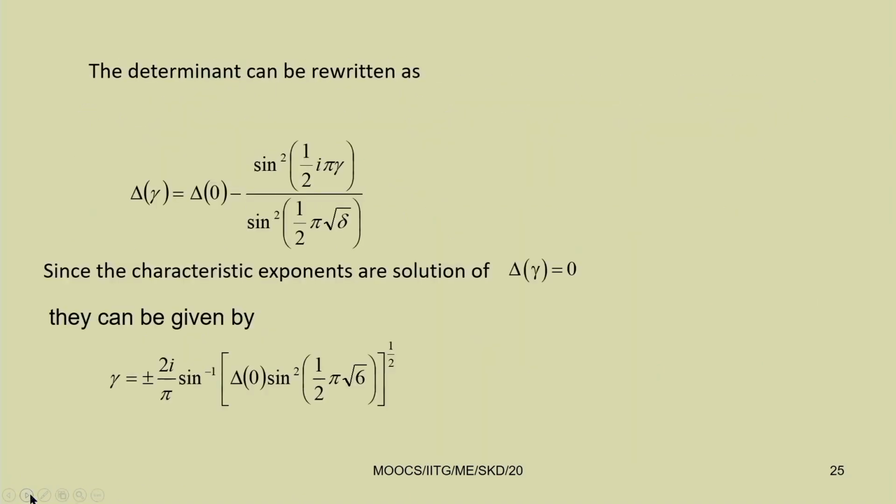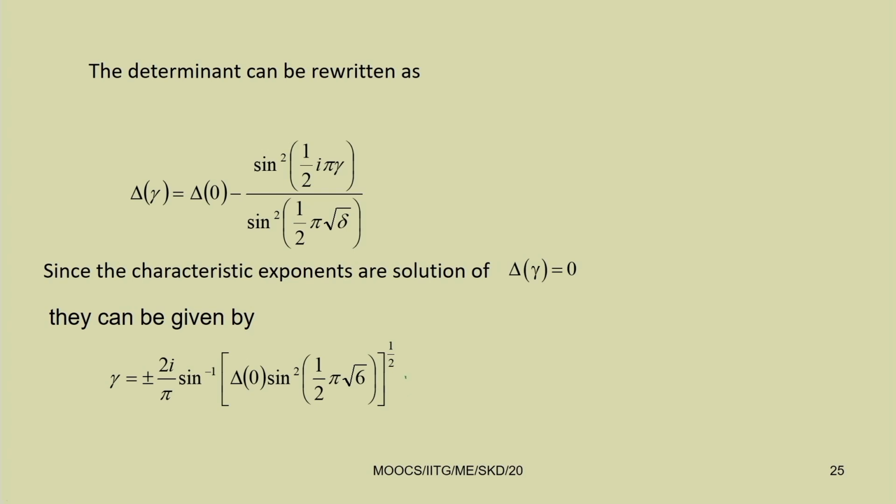The determinant can be rewritten as delta of gamma equal to delta 0 minus sin square of half i pi gamma by sin square of half pi root over delta. Since the characteristic exponent of the solution, delta of gamma equals 0, from this we can find this gamma, where gamma is the Floquet multiplier. So, gamma equal to plus minus 2i by pi sin inverse of (delta 0 sin square half pi root delta) to the power half.